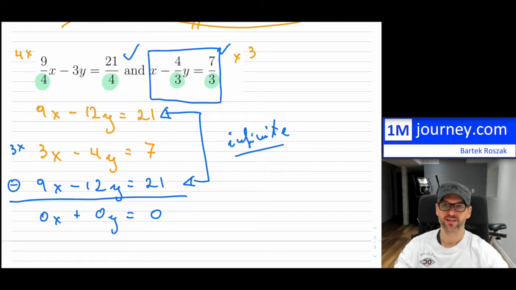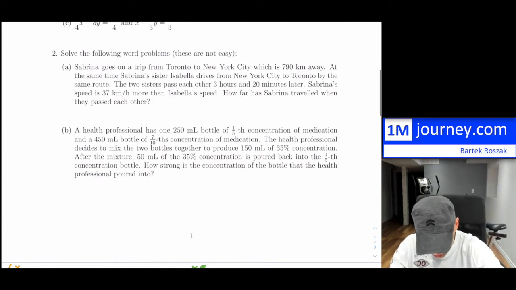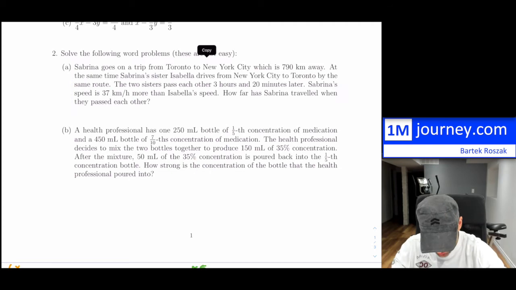All right, so that's the end of question 1. That's parts A, B, and C. Let's take a look at some of those word problems. I'm going to take this as my first word problem. Let's copy it down.